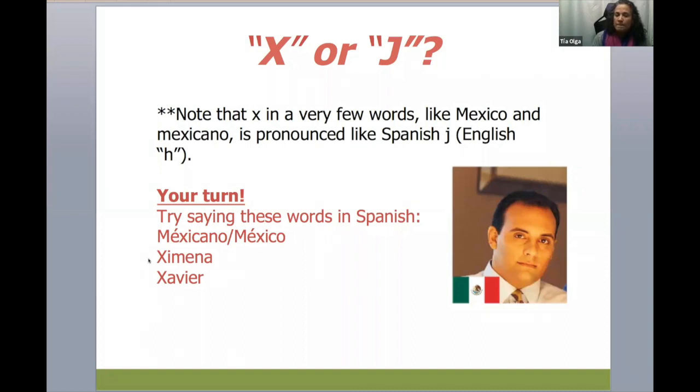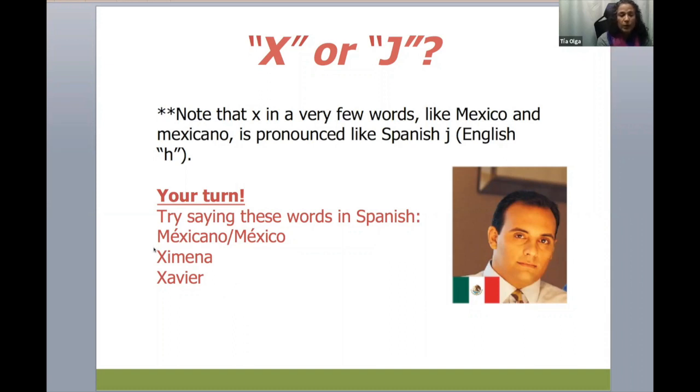Mexicano, México, Jimena, Javier. We're going to try. Mexicano, México, Jimena, Javier. Please practice one more time. Mexicano, México, Jimena, Javier.